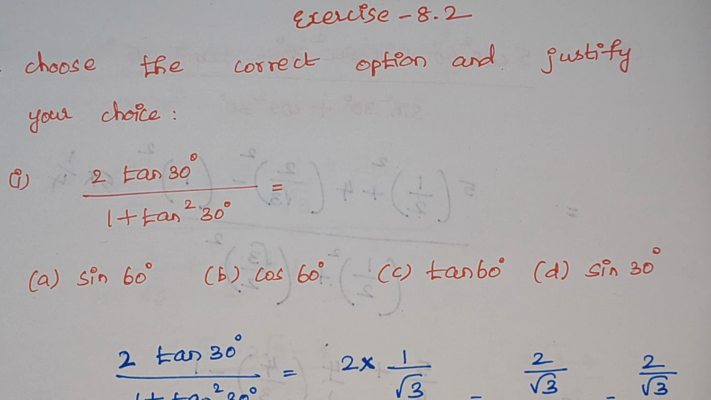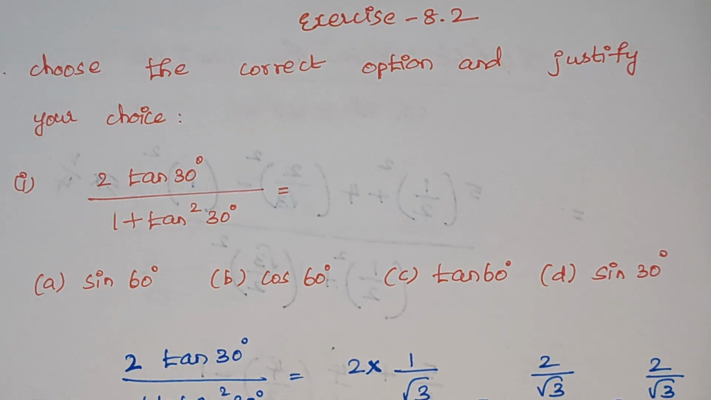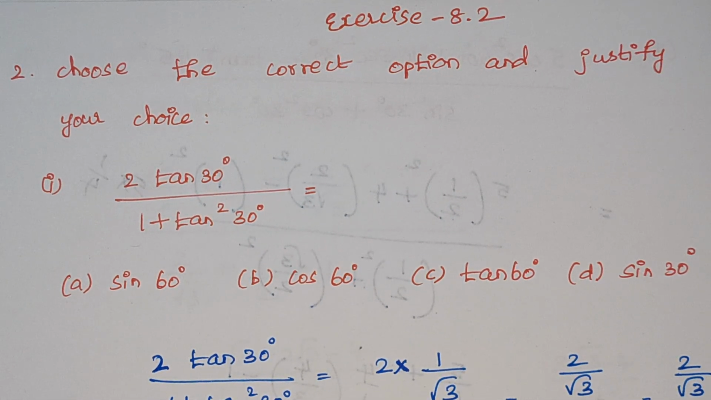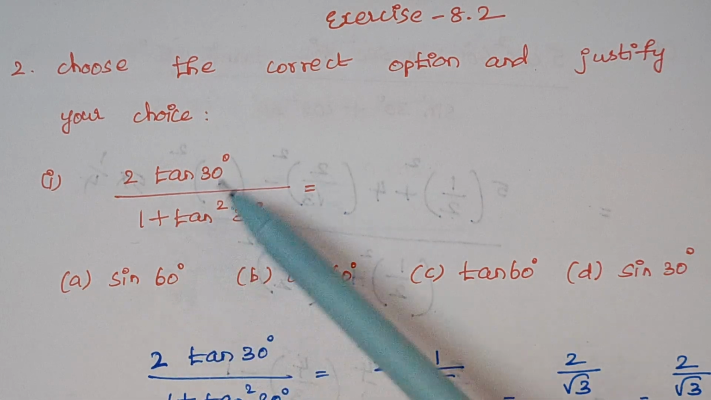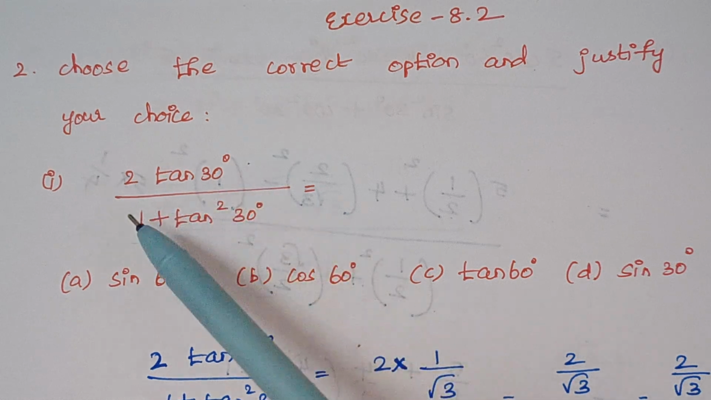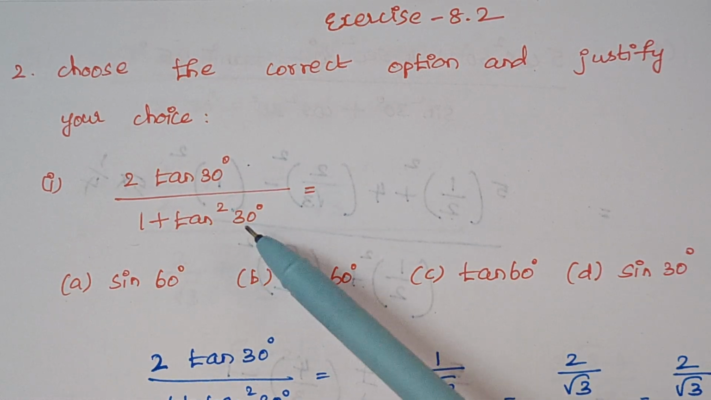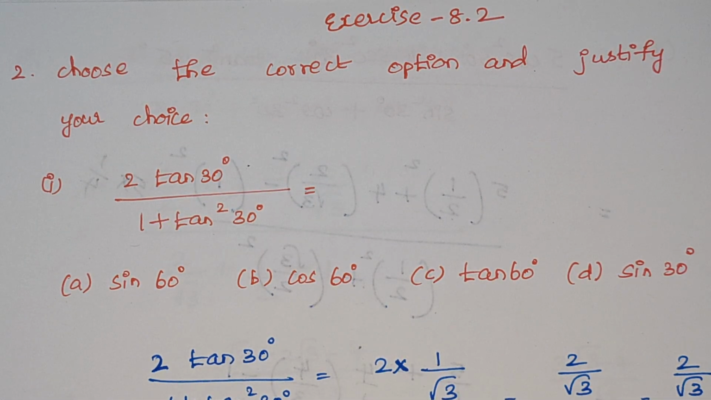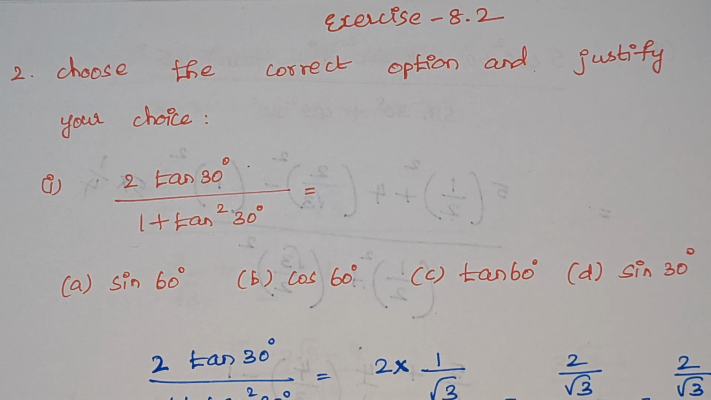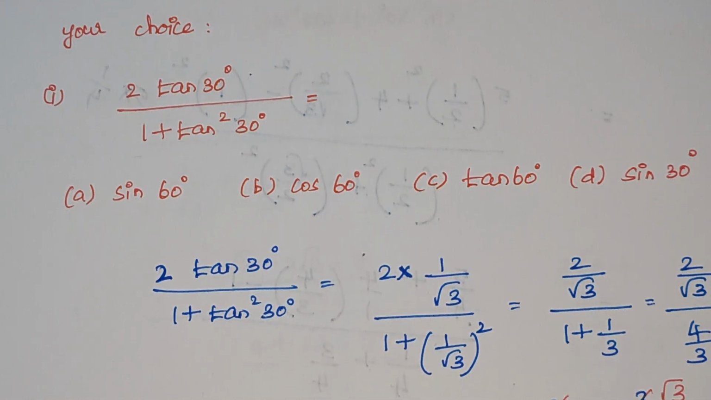Today we are going to solve problem 2 under exercise 8.2. So here the problem is choose the correct option and justify your choice. Okay, this is just like choose the correct answer. So here the problem is 2 tan 30 degree divided by 1 plus tan square 30 degree. Right. So again from the tabulation you just write down the values. Okay, you should be very familiar with the values in the tabulation. You have to memorize. So here we are just writing down the values.